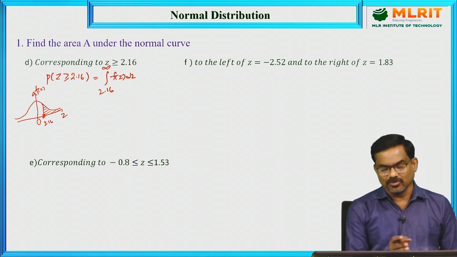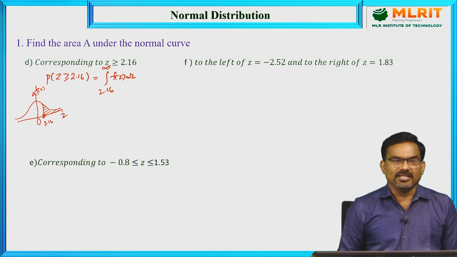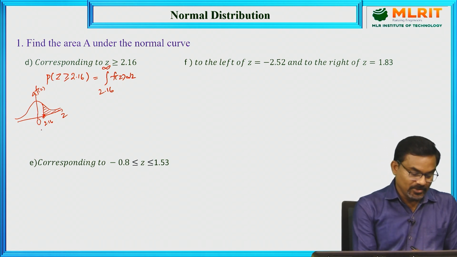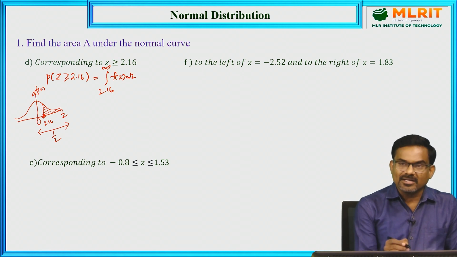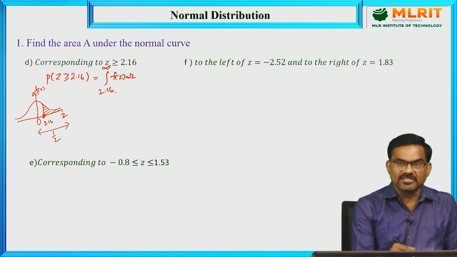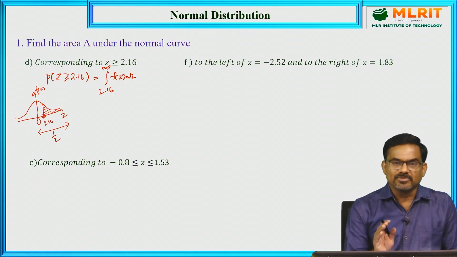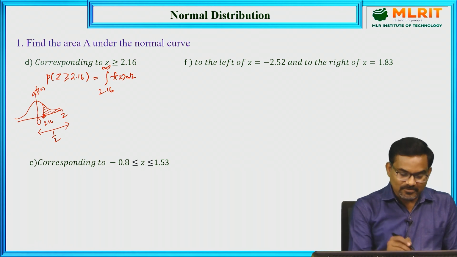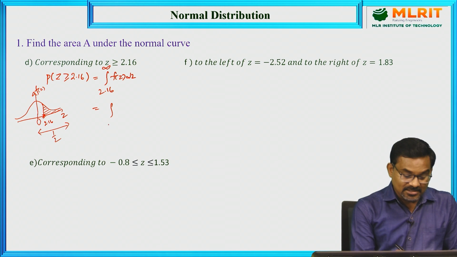If the value is positive and it is required to calculate the right side region to that positive value, obviously the area will be less than 0.5, because we know that this total positive portion is equal to 1/2. So we cannot calculate the area from 2.16 to infinity directly using the standard normal table, because the standard normal table gives the value only from 0 to some z. So let us write this interval as 0 to infinity of f of z dz.